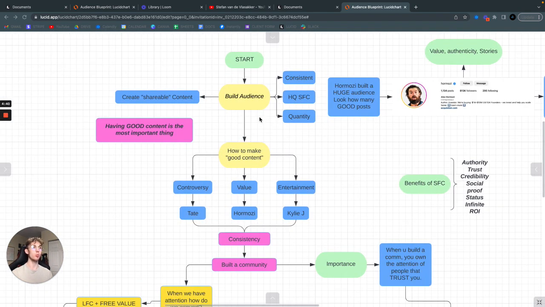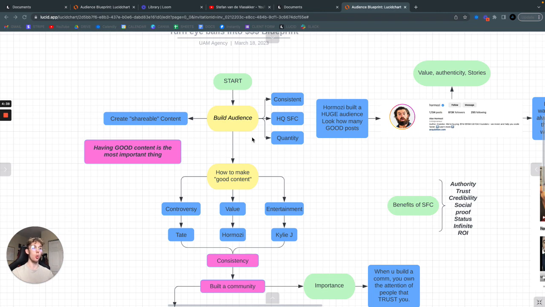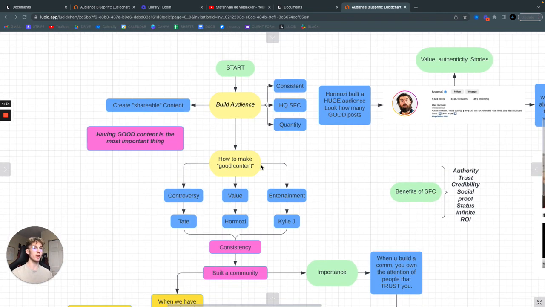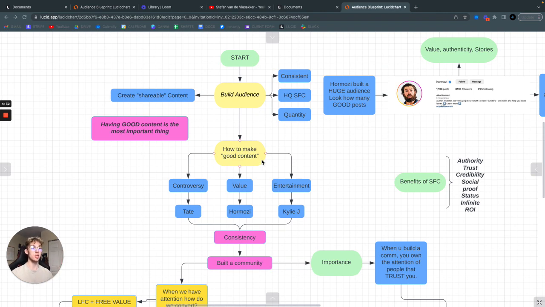How do we do that? Well, we create shareable content. What is shareable content? How do you classify shareable content? Well, let's take a look right here. There are 3 ways to make good content. You can either make controversial content, which gets shared like crazy because it's controversial. You can make valuable content, which gets shared like crazy because it's valuable. People want to share it because they're like, whoa, look at this. And then there's entertaining content, which people will share because they're like, oh, watch this funny meme, right? So those are the 3 types of content that you're able to make.